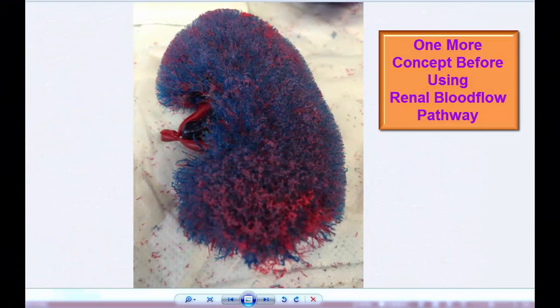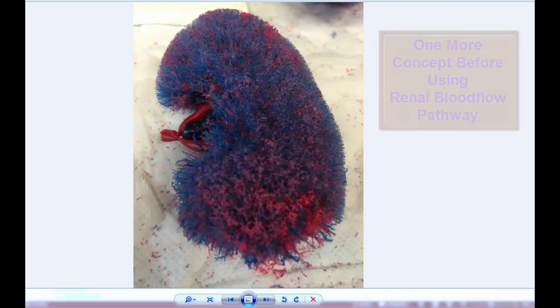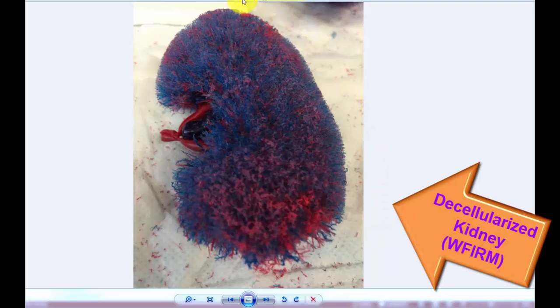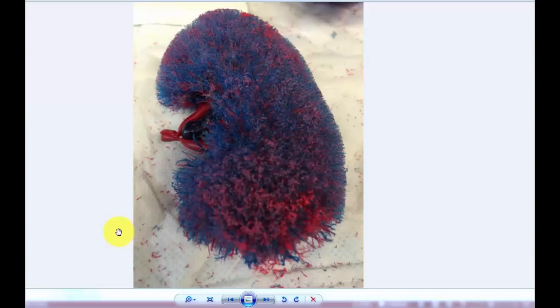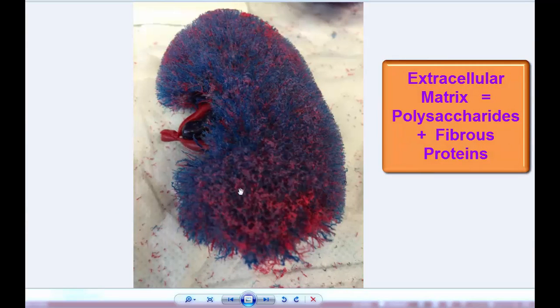Here's one more concept to consider before we move on to the renal blood flow. This is a decellularized kidney from Wake Forest Institute of Regenerative Medicine. And what a decellularized kidney is, is a kidney in which all of the cellular structures and DNA have been washed away, only leaving the local extracellular matrix, which includes polysaccharides and fibrous proteins.